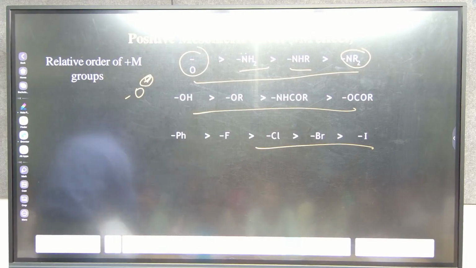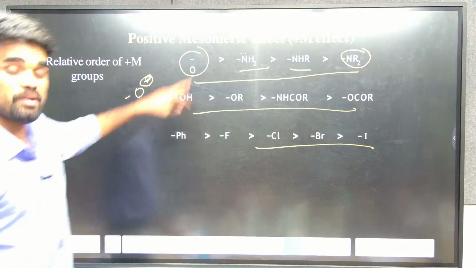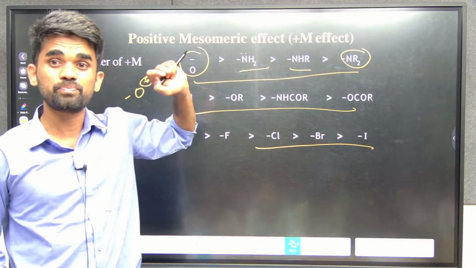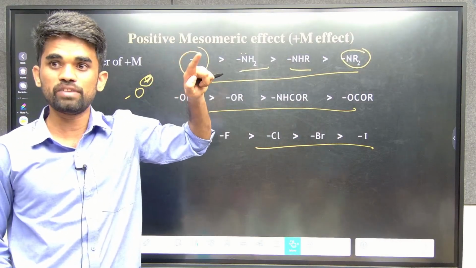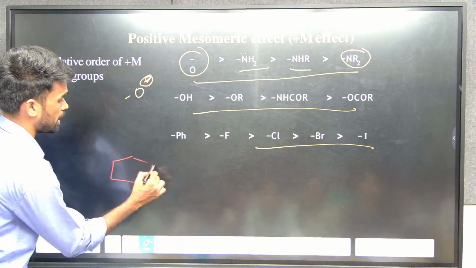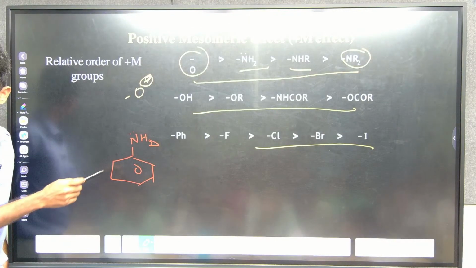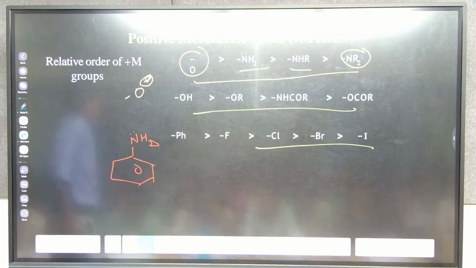Plus M effect example, I have given phenol. Here instead of phenol they have mentioned NH2, like this. 177. It is not visible.